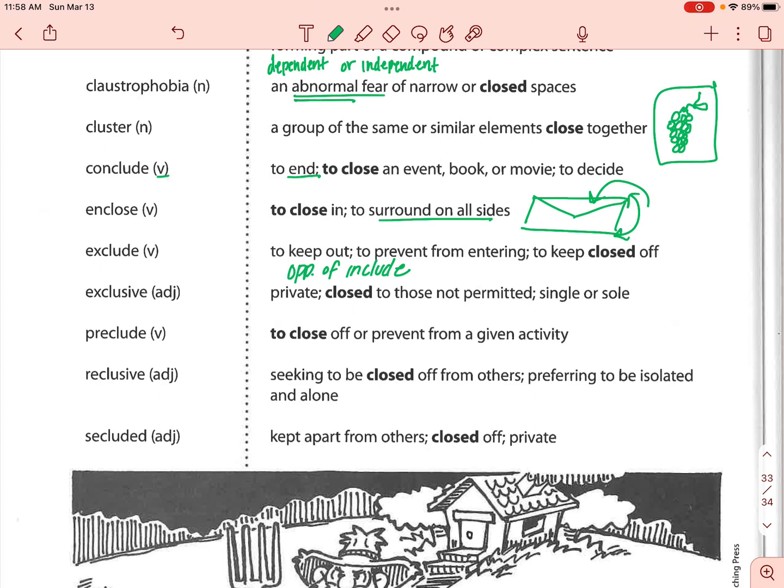Next is exclusive. Exclusive means that it's private, so it means that it is single or sole. So basically exclusive means it's like limited edition or limited membership. So like a club could be exclusive.